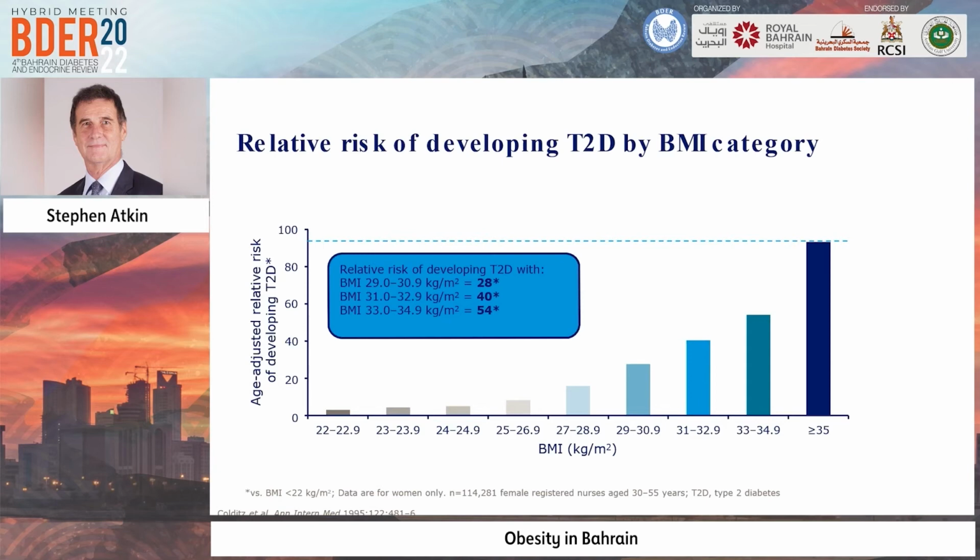So therefore, if you've got a BMI of between 33 and 35, you have a relative increased risk of 54 in comparison to those normal weight individuals.